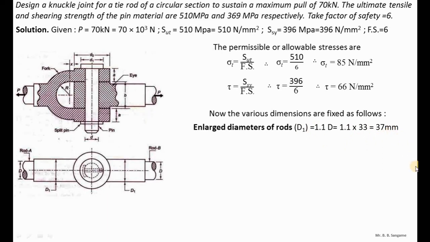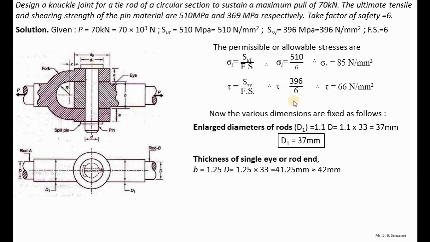Similarly, I am going to calculate the thickness of single eye of rod, which is B. We have to use the same thickness for the further calculation. As per the empirical relation, B equals 1.25 into diameter of rod. Here diameter of rod is 33 as per the calculation. The thickness of eye will be 41.25 mm, and I am going to round it to the next digit of 42 mm.